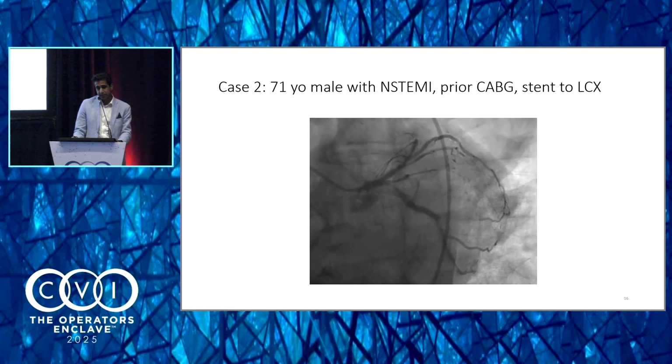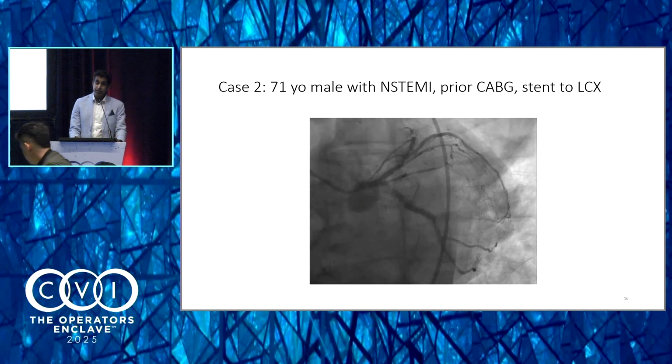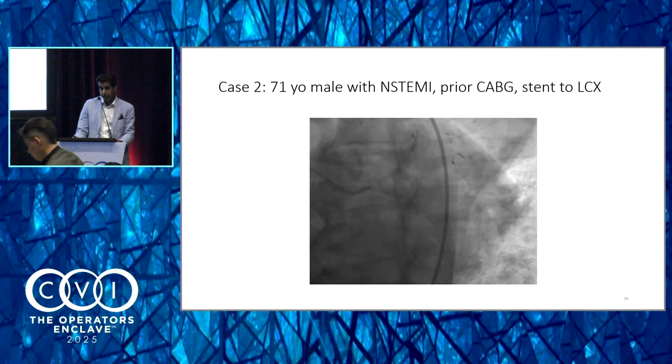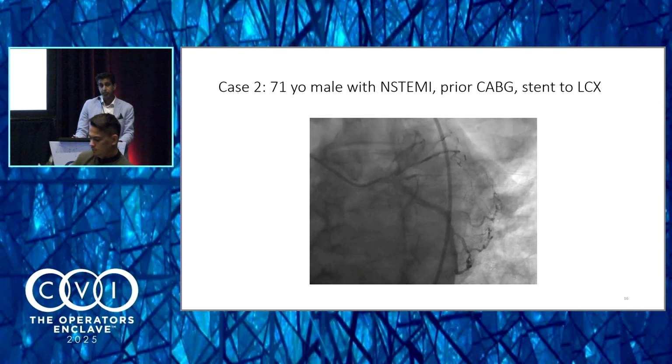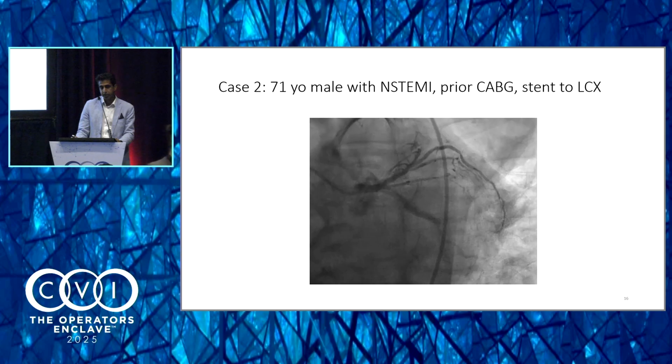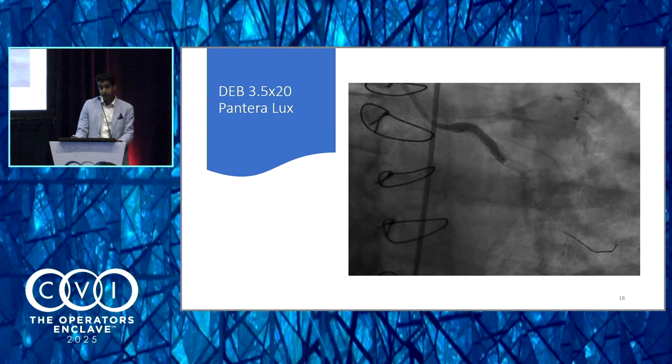Okay, next case, a 71-year-old, non-STEMI, prior CABG. Full disclosure, this case was not done by myself, so there were 2 procedures. This is the initial procedure. You can see there's a stent in the ostium of the circumflex, and there's restenosis. The operator did not perform imaging. They took a 3.5 NC that did not expand clearly. They took a 3.5 IVL, which did not fully expand. And then they went and used a drug-eluting balloon.